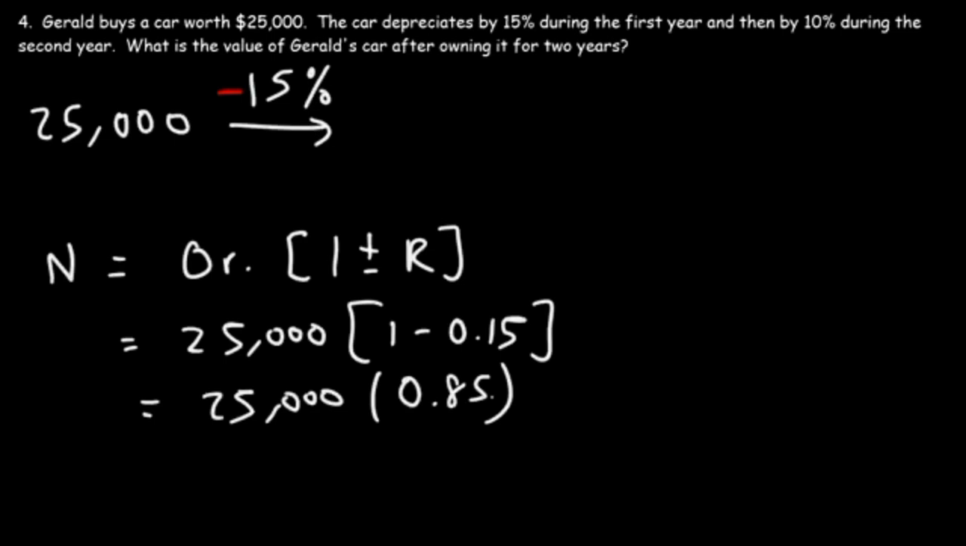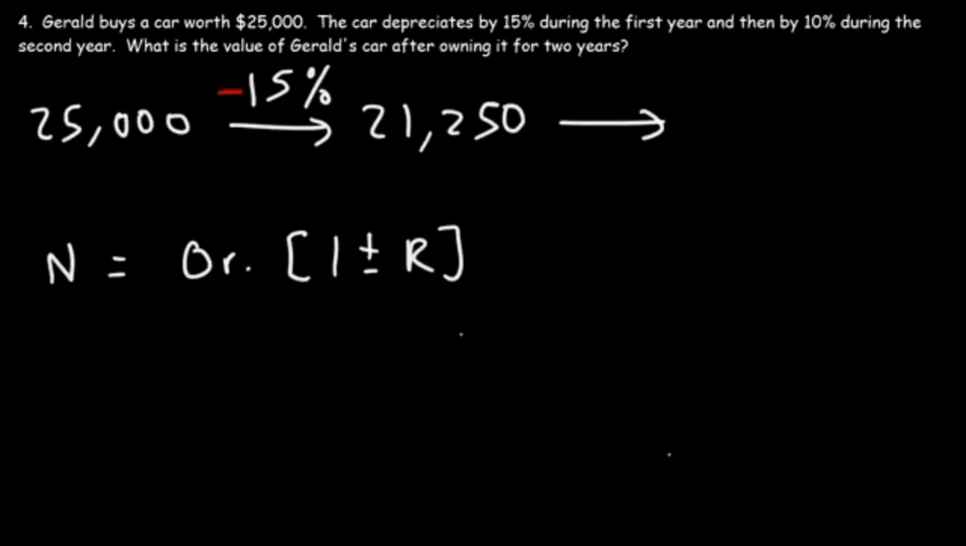So if we're decreasing 25,000 by 15%, we're basically calculating 85% of 25,000 because 100% represents the whole 25,000. So 85% of 25,000, or 25,000 times 0.85, that's 21,250. So that's going to be the value of the car after the first year. Now let's see what it's going to be after the second year. So we could use the same formula. The original price is now 21,250.